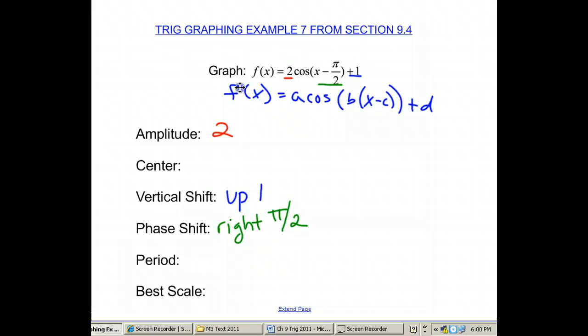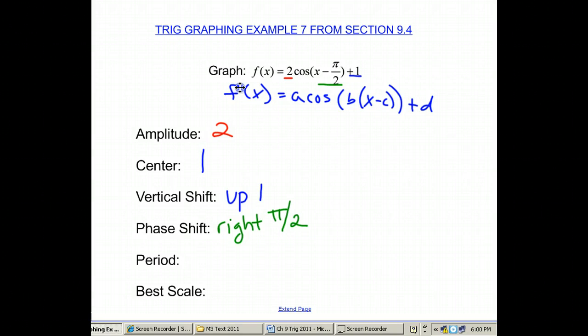Now the center of my graph changes with the different shifts. The thing that affects the center is my vertical shift. My vertical shift says take my graph and move it up or down. So if I'm taking the whole graph and moving it up 1, that means my center is moving from 0 up to 1. So our center here is 1.